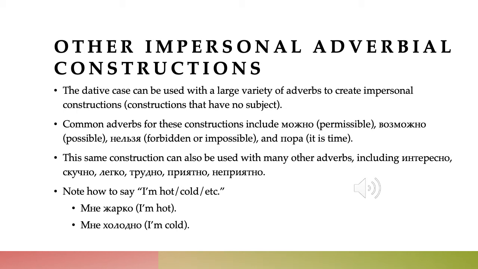We also use this construction to indicate sensations or temperatures, like how you feel. So you can say, мне жарко, I'm hot, or мне холодно, I'm cold. If you used a non-dative construction, if you said something like, я холодна, it would be like, I'm a cold person, like I'm frigid and unpleasantly cold. But мне холодно means it is cold to me, and it means I feel cold.